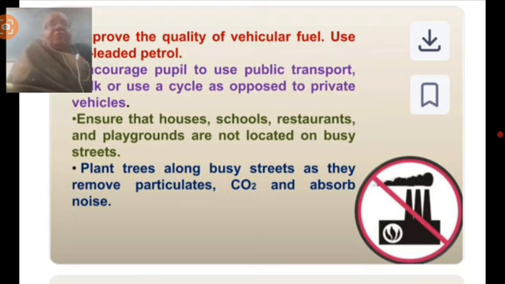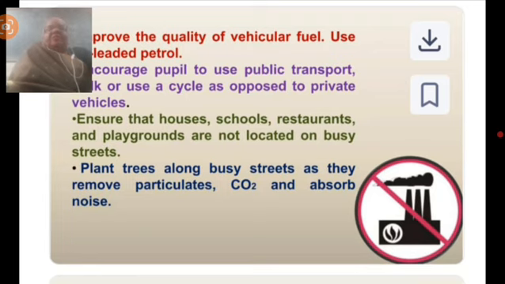Pupil, P-U-P-I-L, pupil is part of the eye. So here it is not pupil, it is P-E-O-P-L-E, people. One has to bring about environment awareness among the public to use public transport, walk or use a cycle as opposed to private vehicles. Ensure that houses, schools, restaurants and playgrounds are not located on busy streets.